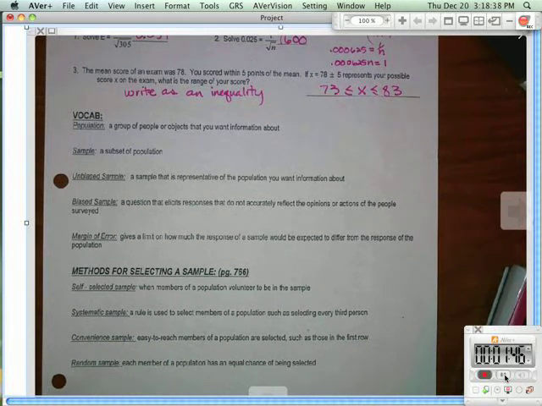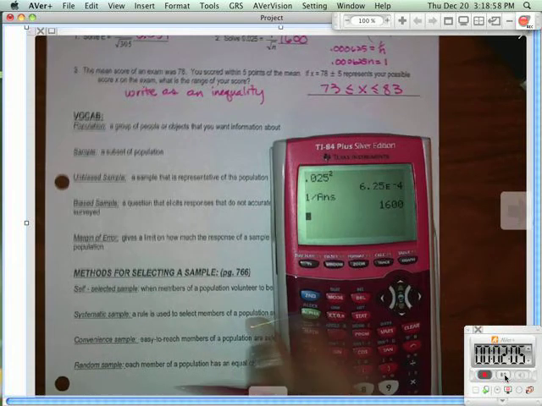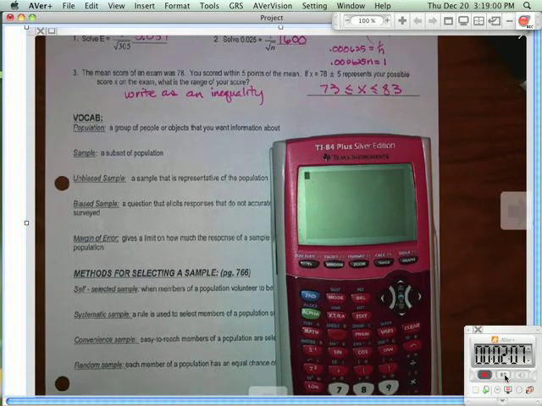An unbiased sample is a sample that is representative of the population you want information about. So it's sort of like a way that you come up with to survey somebody that makes it unbiased. So there's a way you could do that by using the calculator. I'm going to jump right in and show you. This is really a cool little feature on the calculator.